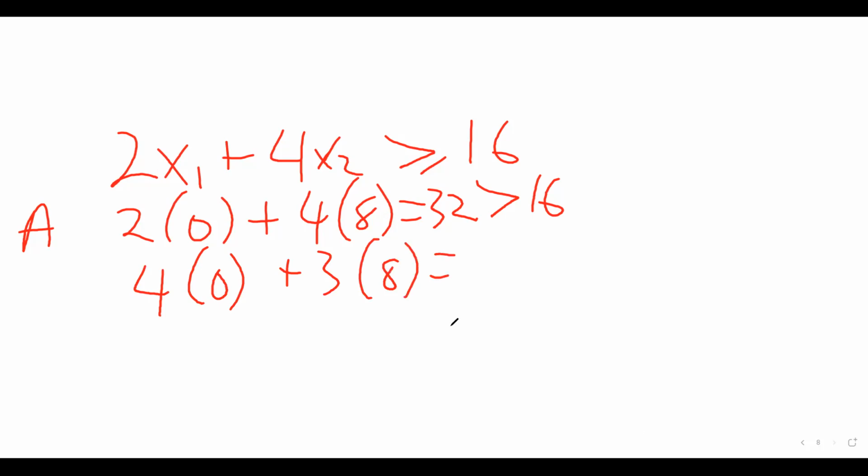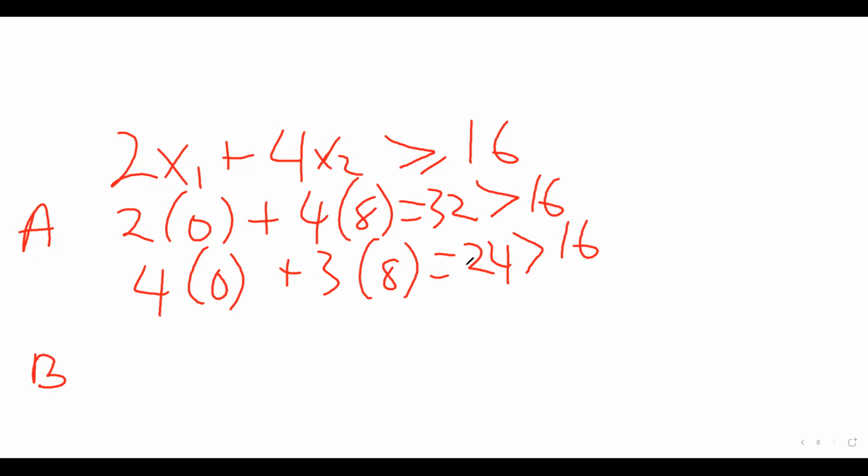Okay. So that is 24. 3 by 8. The rest is 0. So that is 24. 24 is also greater than 16. This constraint is well satisfied. Now let's look at B.